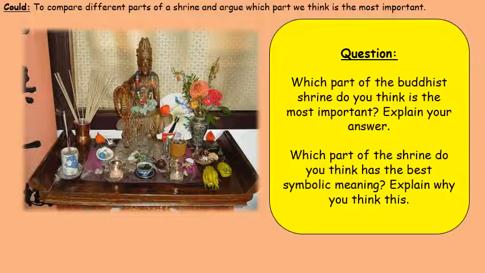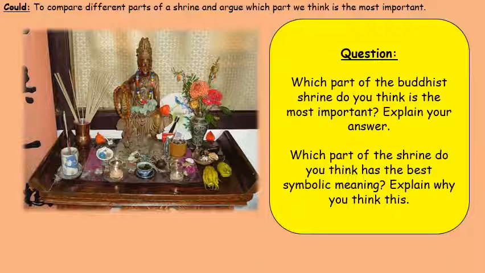So you should now have drawn your picture and annotated around it, explaining what the symbols are that are on the shrine. So the incense symbolizes the idea that nothing lasts forever because it burns down. The offerings are a sign of respect. The light is the light of the Buddha, and again, nothing lasts forever, and so on. So you should have explained that all around. You should be confident now of what a shrine is and what it symbolizes.